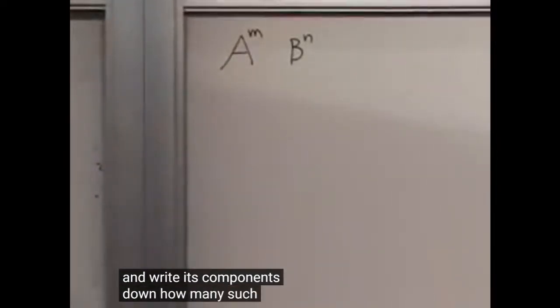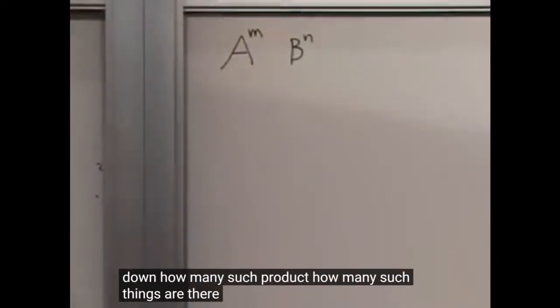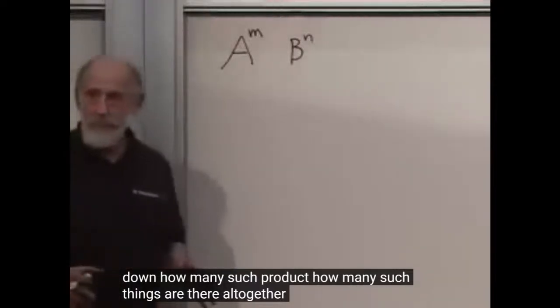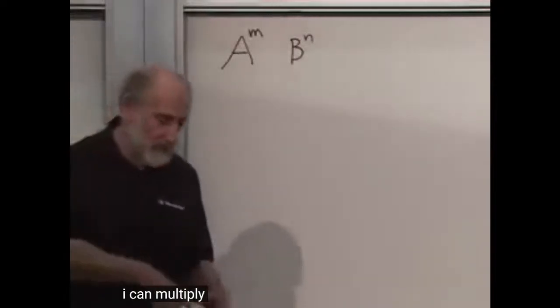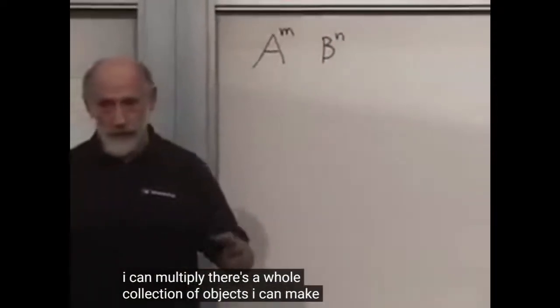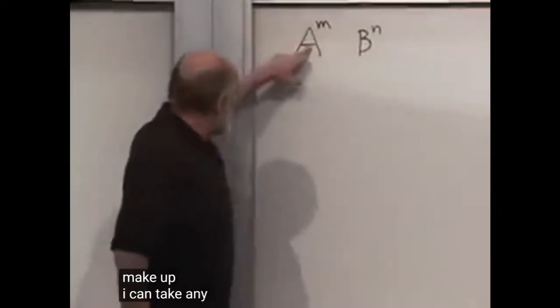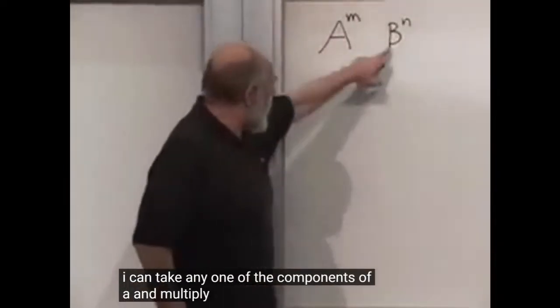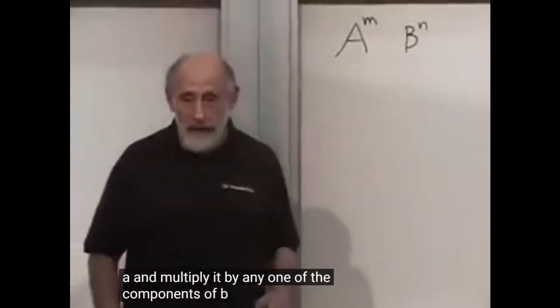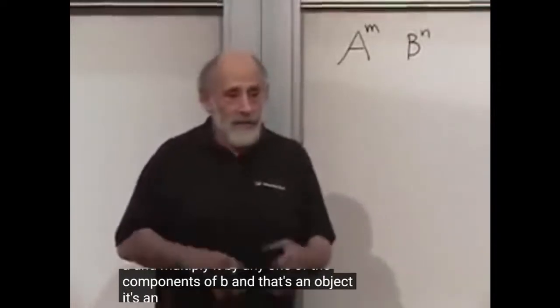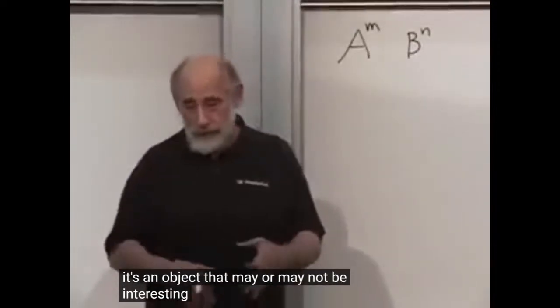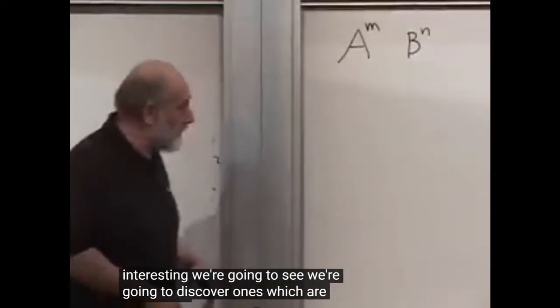How many such things are there altogether? I can multiply. There's a whole collection of objects I can make up. I can take any one of the components of A and multiply it by any one of the components of B, and that's an object. It's an object that may or may not be interesting. We're going to discover ones which are interesting.